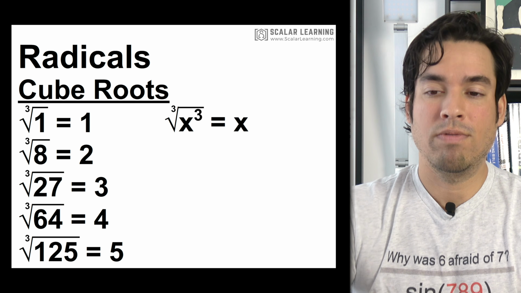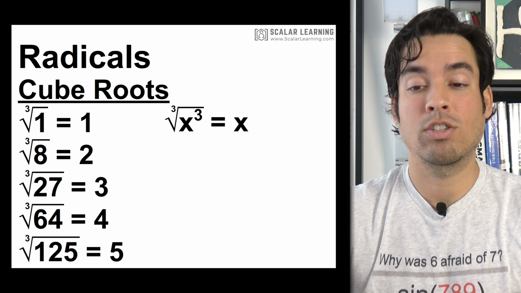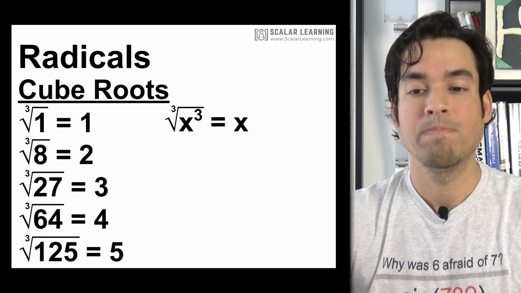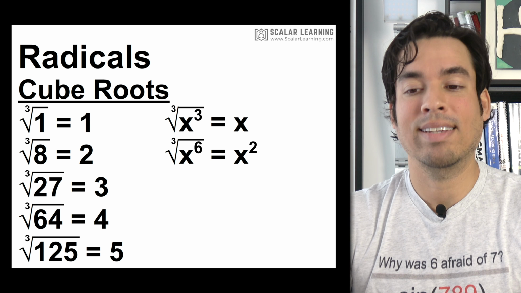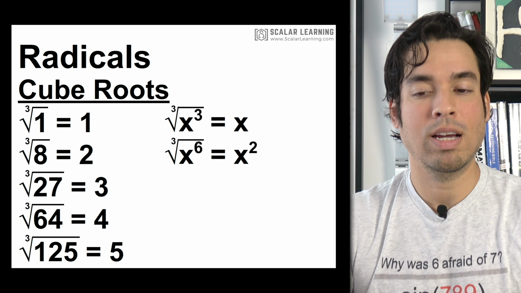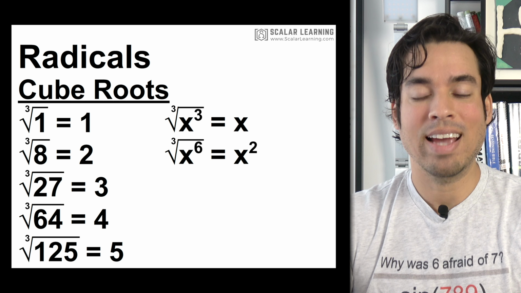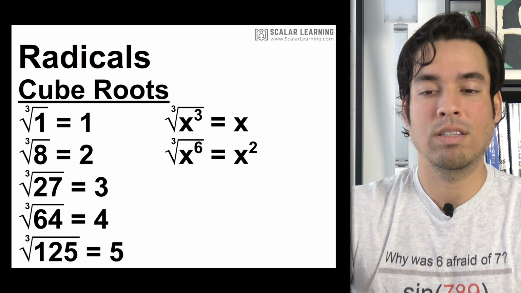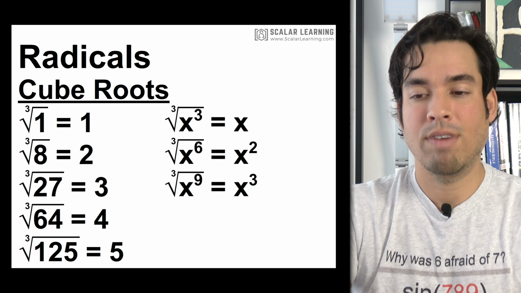Now we're going to talk about with variables. Again, cubic root of x cubed has to be x. That makes sense. But now we have something like x to the 6th. It's x squared. So you'll notice a trend. It's almost like I'm dividing that exponent by the root, right? 6 divided by 3 is 2. 9 divided by 3 is 3.